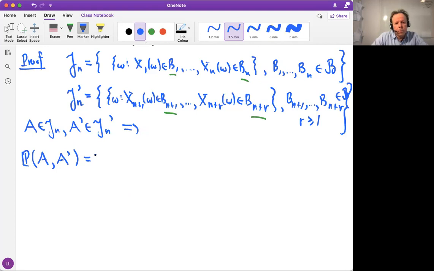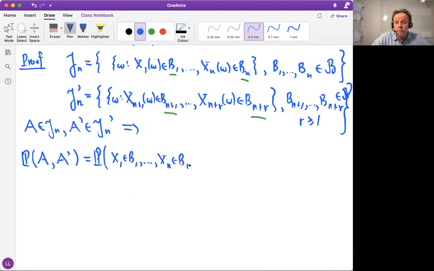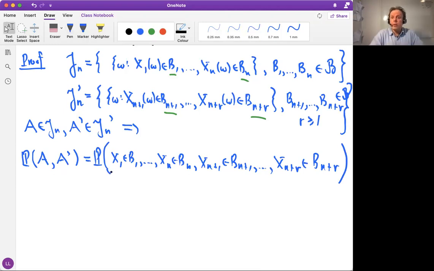Then what we are requiring is that this is the probability of the event that X1 is in B1, up to Xn is in Bn, because now we have fixed these sets, and we also require that X(n+1) is in B(n+1), and we go up to n+r, so finally X(n+r) is in B(n+r). Now you see I omitted these omegas, but I trust you that you can place them in the right place. It is the set of those omegas for which all of these conditions are true.